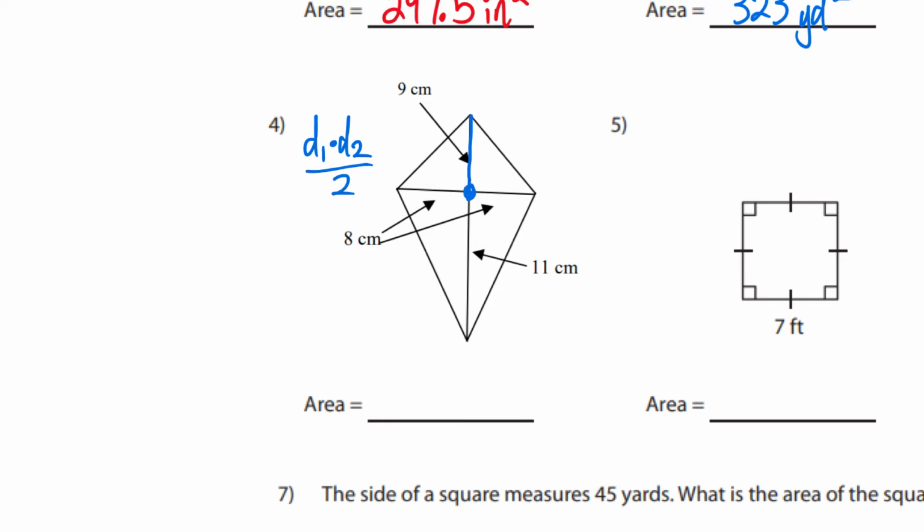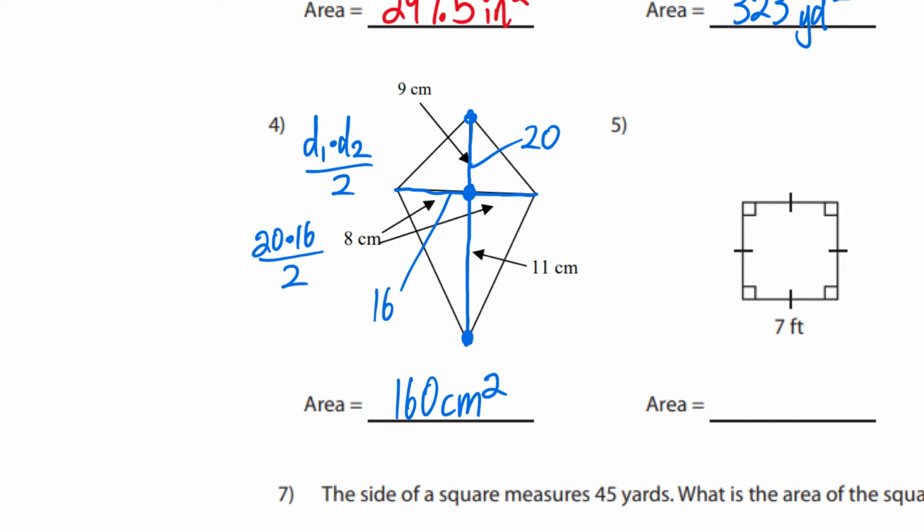From here to here is 9, and from here to here is 11. So how long is that whole diagonal? It's just 20, the 9 and 11 together. Then this one is 8 here and 8 here, so how long is that whole diagonal? It's 16. So we're going to do 20 times 16 divided by 2. Okay, good. It's 160 centimeters squared.